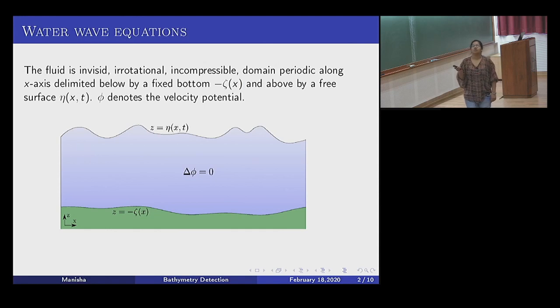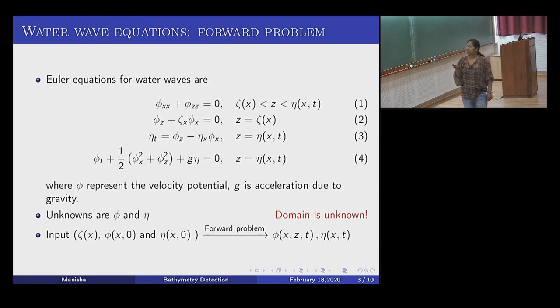Let me tell you how we can formulate this mathematically. The first equation is the Euler equation, which comes from incompressibility and irrotationality. The second equation basically says that the fluid can't penetrate the bottom boundary, which means that the normal velocity there is 0. The third equation says that the normal velocity at the free surface is equal to the rate of change of displacement. And the fourth equation is the Bernoulli principle, which says that the pressure at the free surface is equal to atmospheric pressure.